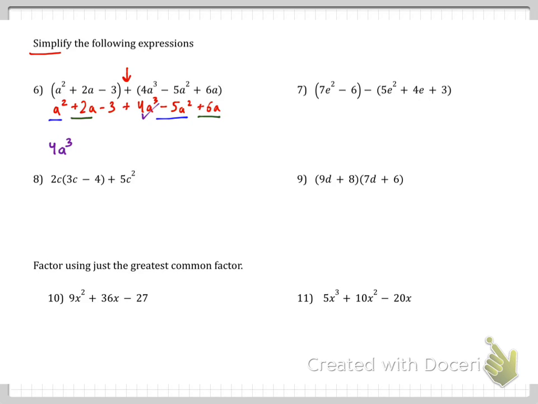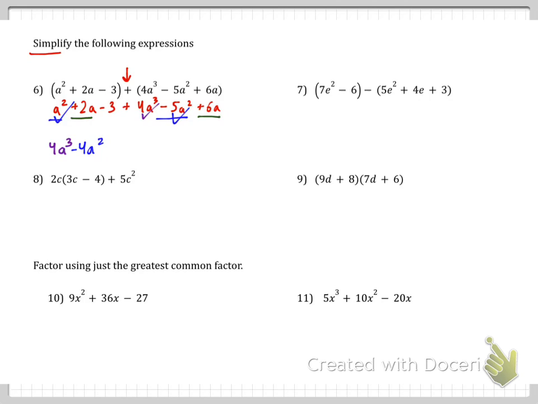So what I like to do also is I like to check off each one as I count them. That way I make sure to get all of them. It organizes my work a little bit. So 4a cubed, that's the largest term. If we're writing it in standard form, we want to write the largest exponent first.